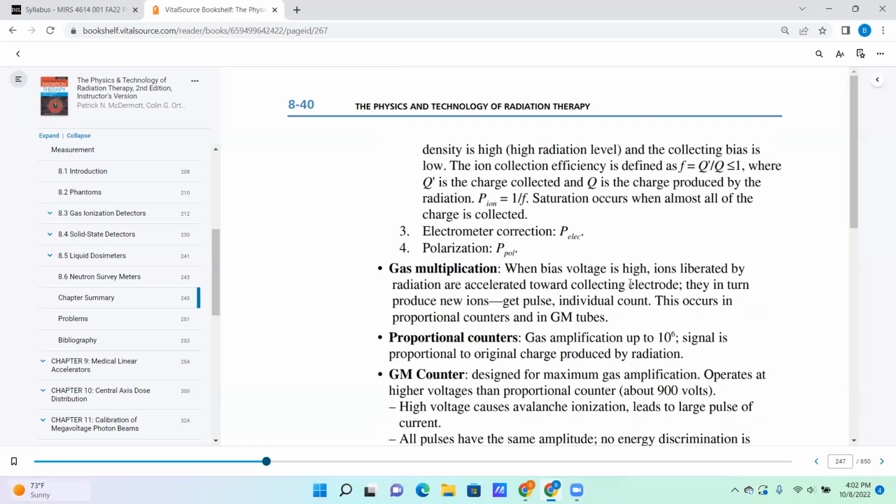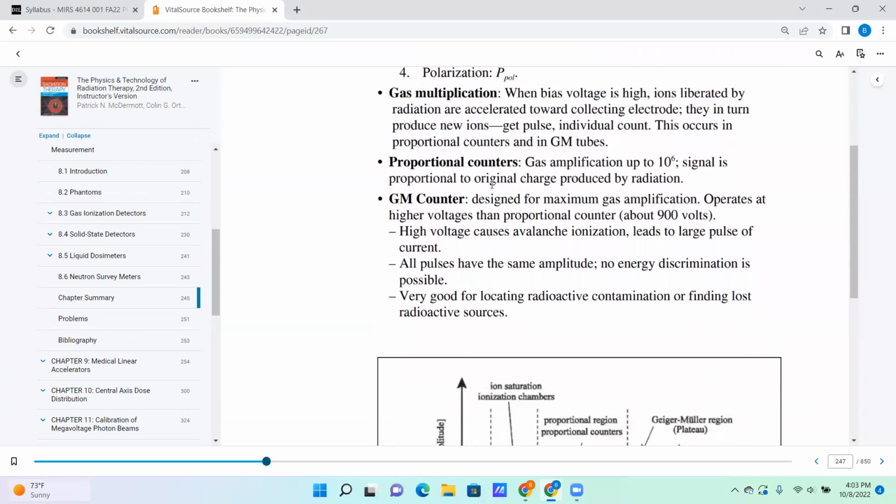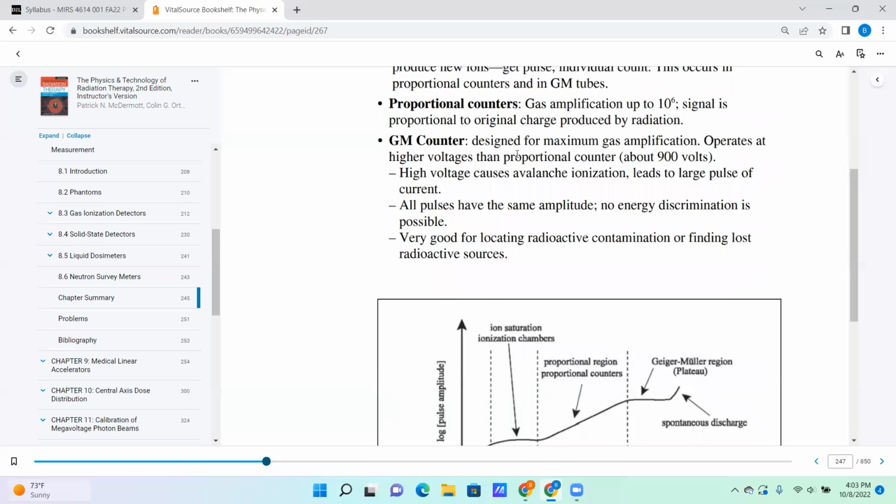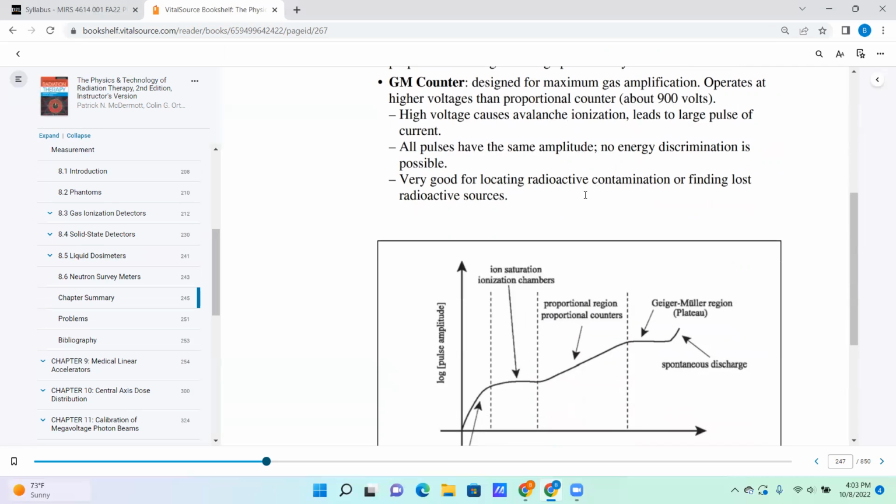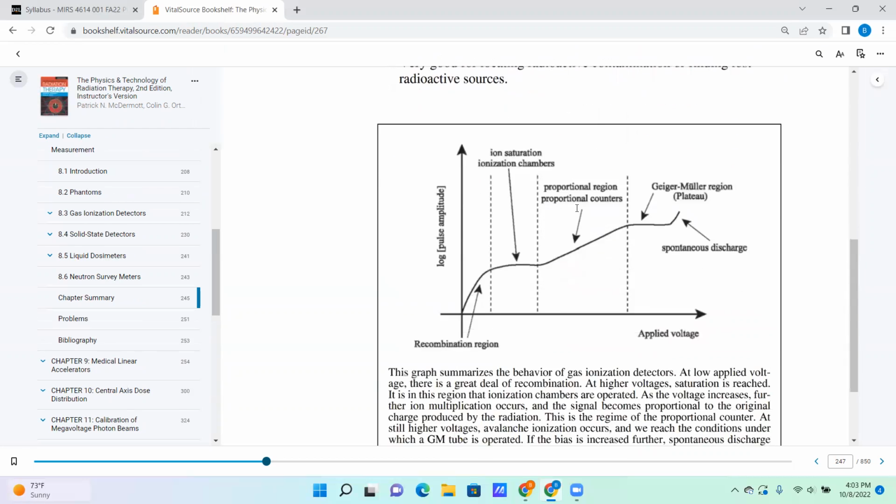When bias voltage is high, ions liberated by radiation are accelerated towards the collecting electrode. They in turn produce new ions, giving a pulse and individual count. So the gas multiplication here is something you have to consider. Proportional counters: gas amplification up to 10 to the 6th. Signal is proportional to the original charge produced by radiation. Your GM counters are designed for maximum gas amplification and operate at higher voltages than proportional counters. High voltage causes avalanche ionization, leading to a large pulse of current. All pulses have the same amplitude, so you can't discriminate by energy. And it's good for locating radioactive contamination or finding lost radioactive sources, should you ever be in that bad of a situation.